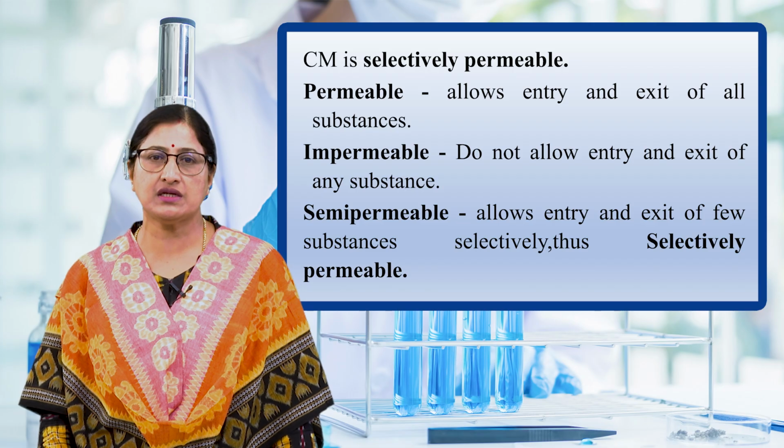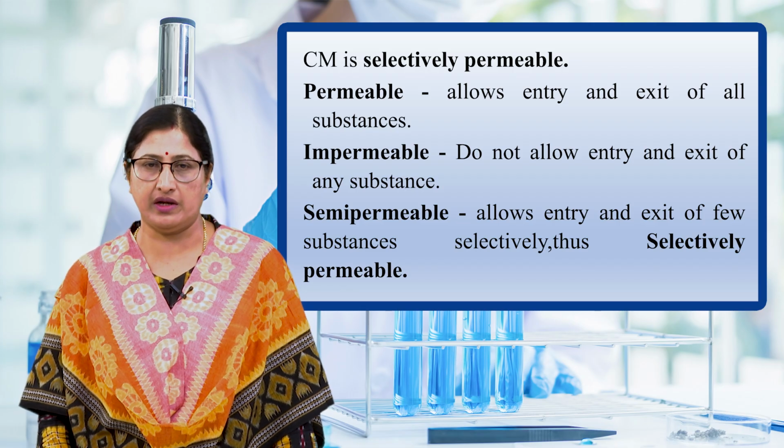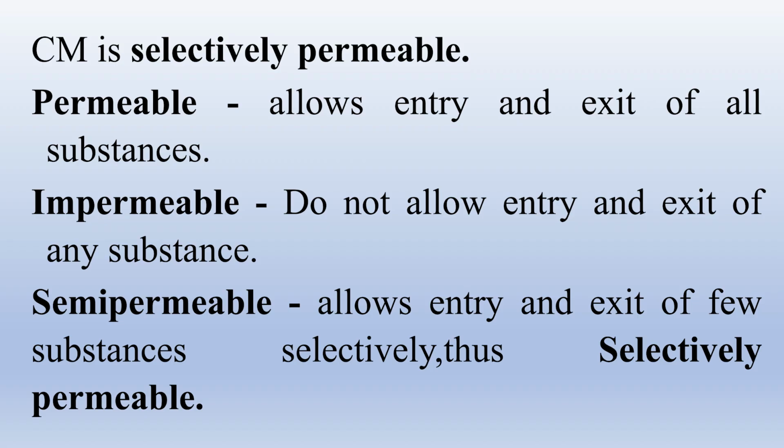Now, let me discuss three different terms with you right now. The first one is permeable. Permeable means this type of membrane allows the entry and exit of all substances. Impermeable means these types of layers do not allow the entry and exit of any substance. Semi-permeable means they allow the entry and exit of few substances selectively. Thus, they are also called selectively permeable membranes.